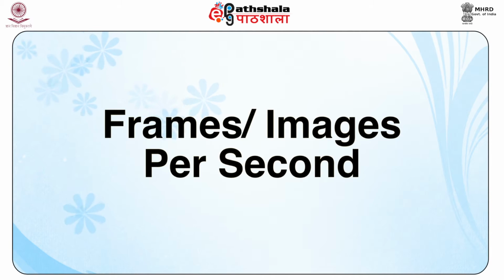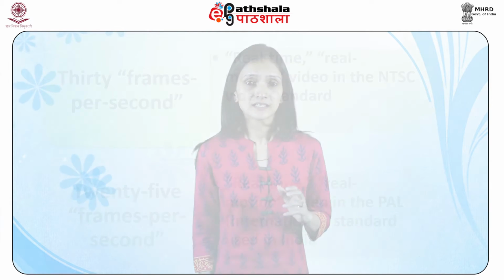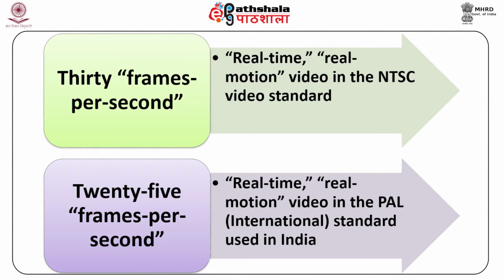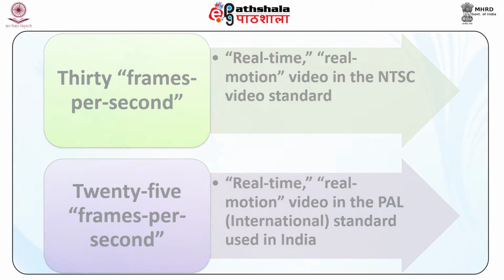Then frames or images per second. Manufacturers use different expressions when identifying the speed capabilities of their products. It will become increasingly apparent why this is misleading. 30 frames per second is real time, real motion video in the NTSC video standard. 25 frames per second is real time, real motion video in the PAL international standard used in India.